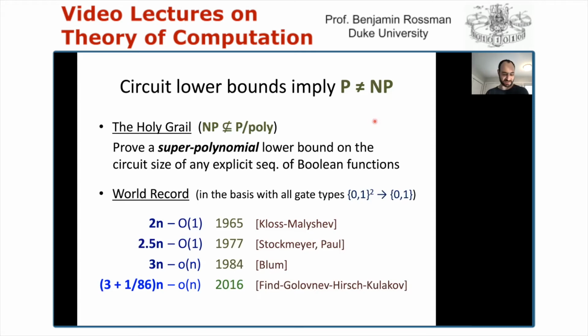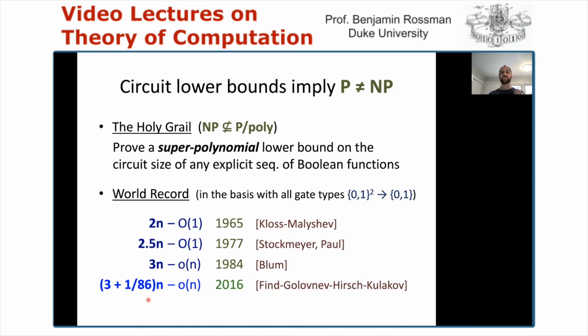People have also considered circuits in the so-called full binary basis. If we allow all binary Boolean functions as gates in a circuit, this is a more powerful model than just Boolean circuits, so the lower bounds are even weaker. And as you can see, progress is similarly slow. There was recently, in fact, a breakthrough improving the longstanding 3n lower bound to 3 plus 1 over 86. But I think this well illustrates the challenge of proving circuit lower bounds.